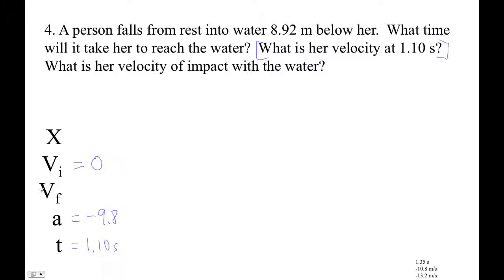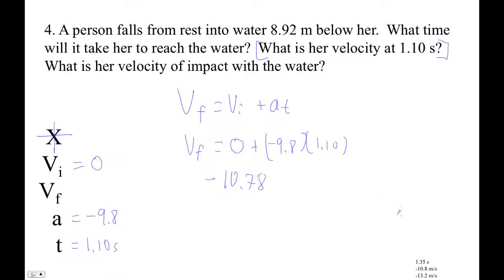For final velocity, I would use no x, one that doesn't have that. So final velocity is vi plus at, so final velocity is 0 plus negative 9.8 times 1.10. So negative 9.8 times 1.1 is negative 10.78. With 3 digits, you would say negative 10.8 meters per second. And all of these assessment questions have 3 digits like that.